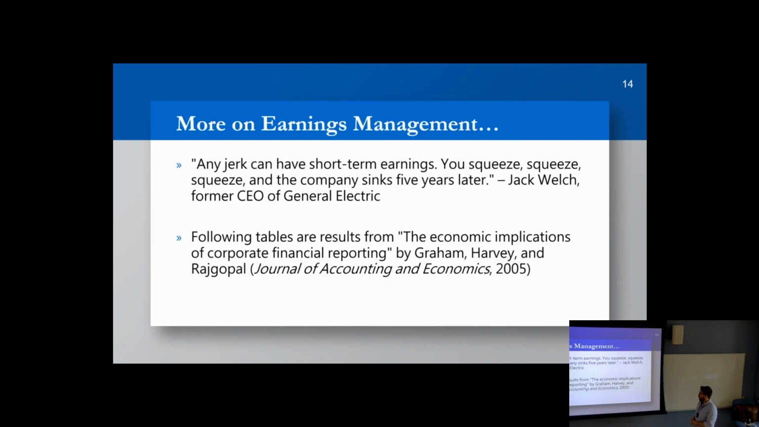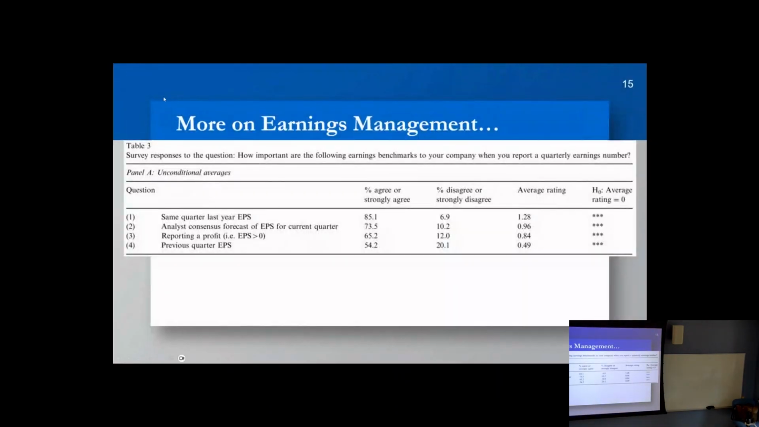What we're going to be looking at here are survey results from managers and how they view the importance of different information and what their decisions reflect in that information being reported. So how important are earnings benchmarks? Basically, what information is going to be most important? What we're seeing here is that one of the most important factors in looking at earnings is that we're hitting our benchmark, and that benchmark is usually same quarter as last earnings per share.